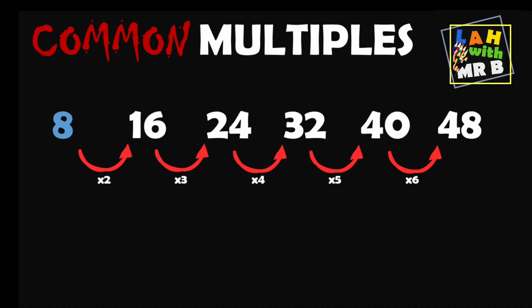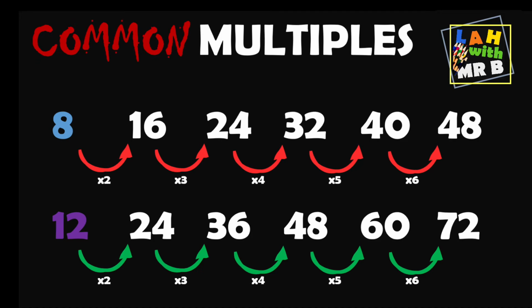Let's have a look at another example. This time, let's look at our multiples of 8. We've got 8, 16, 24, 32, 40, and 48. Let's compare it with the multiples of 12, which are 24, 36, 48, 60, and 72.